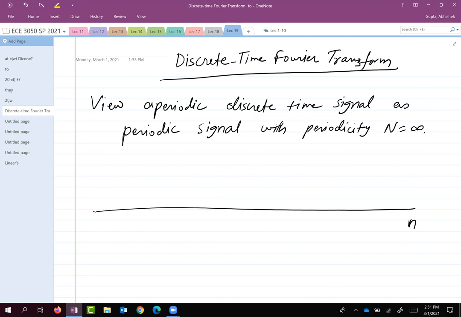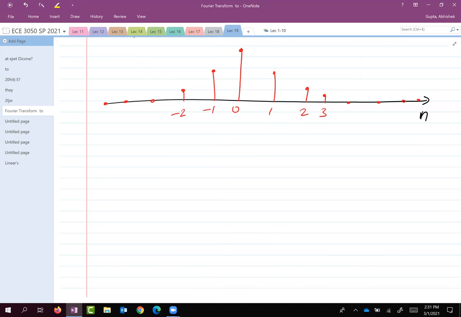This is my small n, this is my time axis, and I have a signal. So this is my signal, at -2, -1, 0, 1, 2, 3, and it's zero everywhere else. This is an aperiodic signal, and it's not just aperiodic, but it has finite support, which means that it's zero everywhere else except for a finite number of points. This is my x of n.